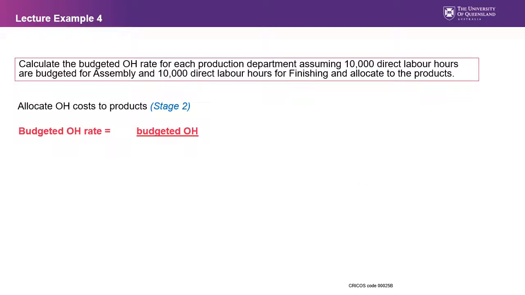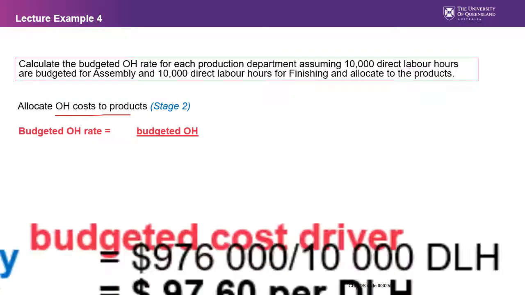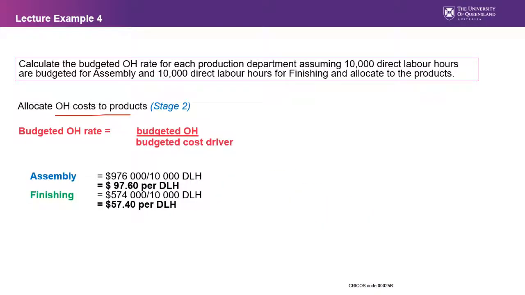Okay, so we can allocate from the production departments to the products by taking the budgeted overhead costs for that department and dividing by the budgeted cost driver. So we got the 976,000, divide that by the 10,000 direct labour hours for assembly. That's how we arrived at the 9,760, and same for finishing. So we will allocate to our product from assembly and finishing based on the number of direct labour hours, but they have a different rate for both of those production processes.